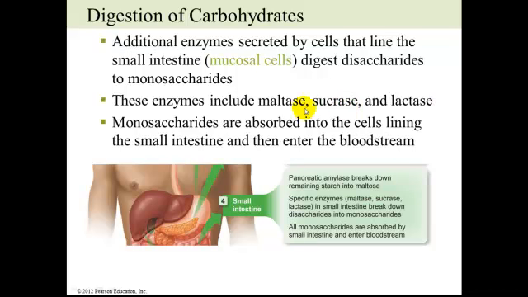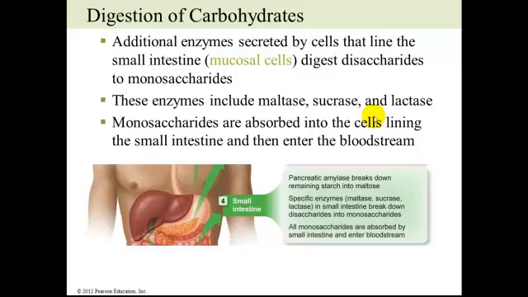So the enzyme maltase breaks down maltose. Right? It will break down maltose into 2 glucose molecules. We also have sucrase and lactase. These are the enzymes that break down sucrose and lactose, respectively. So sucrose would be broken down into glucose and fructose. Lactose would be broken down into glucose and galactose.